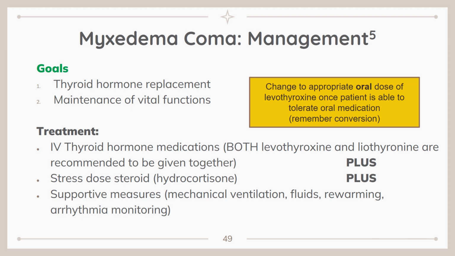So in order to treat this, we want to go as quickly as possible, but also safely as possible as well. So in order to do this, we're giving them IV thyroid hormone medications. So we want to give them both levothyroxine and liothyronine, that T4 and T3, which is recommended on top of stress dose steroids such as hydrocortisone as an example, and as well as supportive measures. So mechanical ventilations if they are not able to produce enough oxygen, any fluids as needed, rewarming but not as fast as cooling, and then arrhythmia monitoring as well.